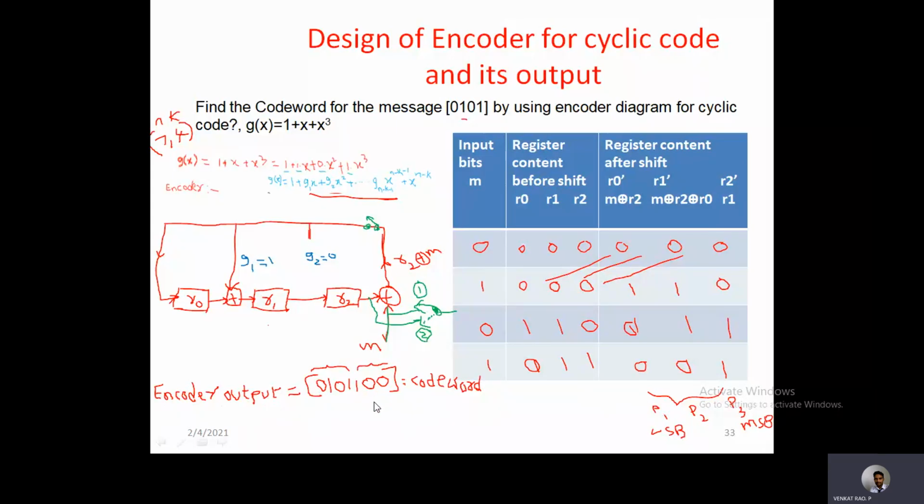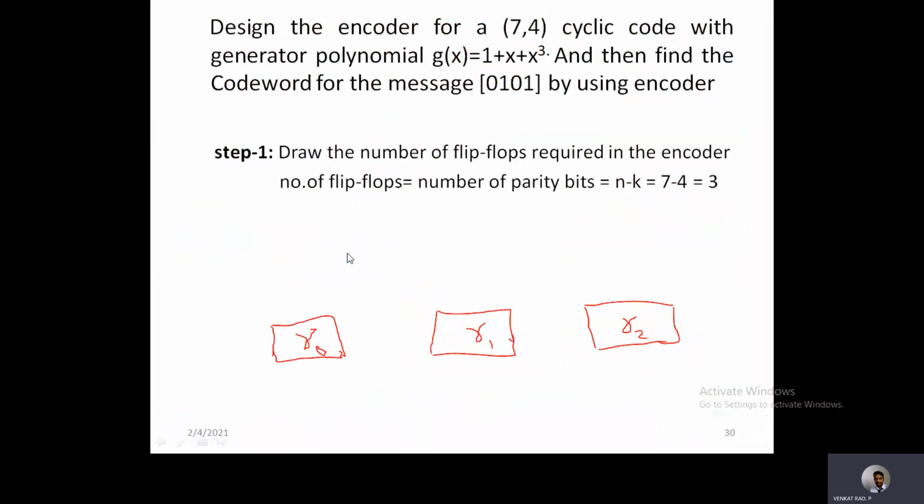Okay, so this is the way to find the code word for a particular given message by using this encoder diagram. You should be able to perform this kind of operation whenever the input changes. So the bits will change, and the operation will change. And similarly, you should be able to draw these encoder diagrams for different generator polynomial equations, by using the same procedure.